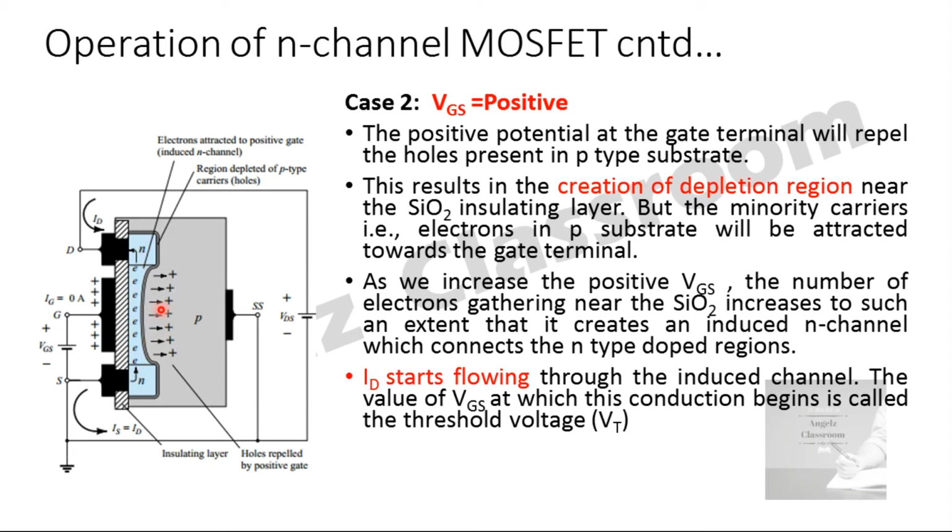So this drain current will start to flow after VGS is greater than VT. So only when VGS is greater than VT does my drain current start to flow.